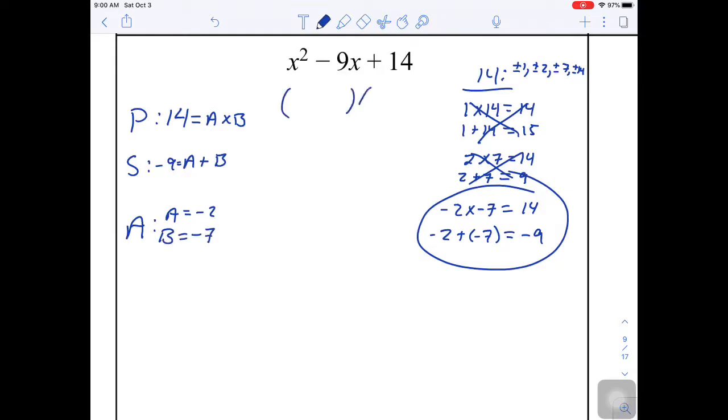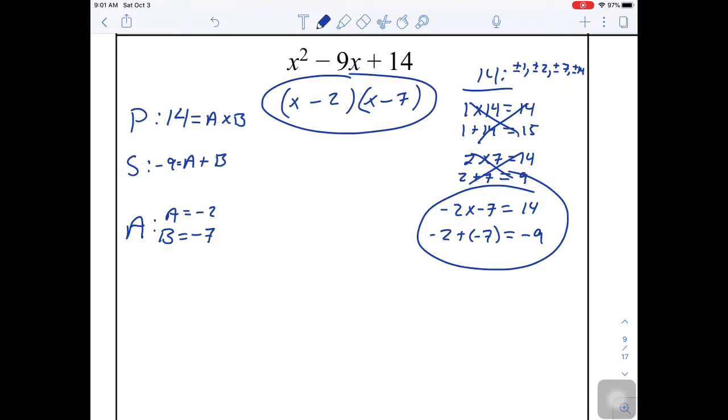So remember, they're always going to be in the form of this, where x and x go here. And now I have -7 and -2, so x minus 2, and then x minus 7. So there are your binomials, and it's factored. Okay.